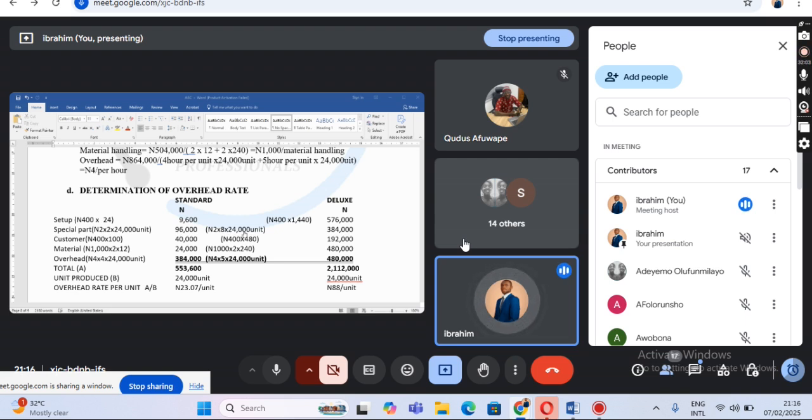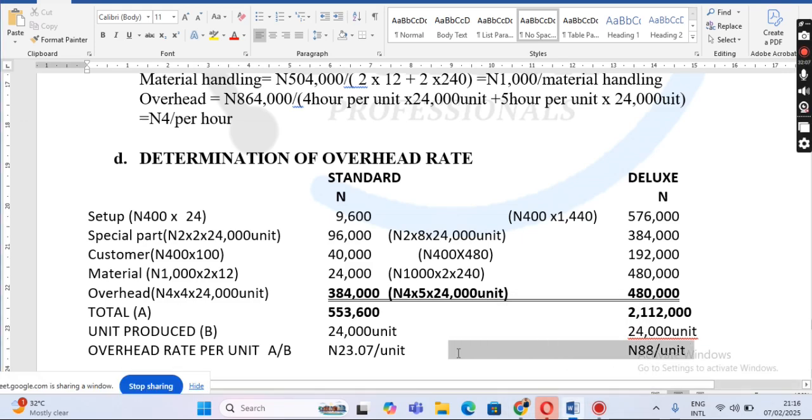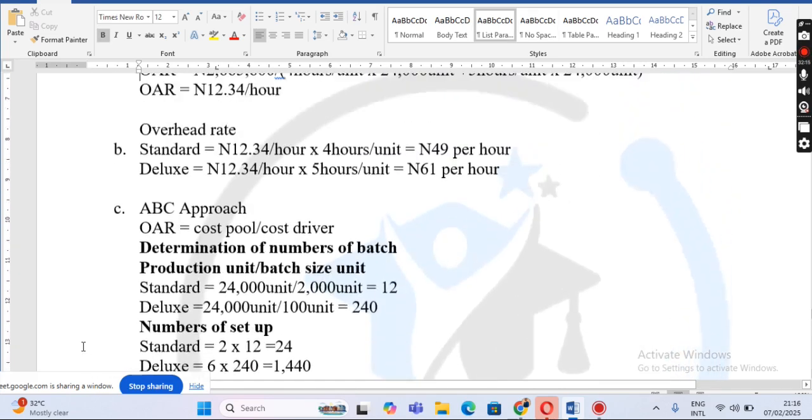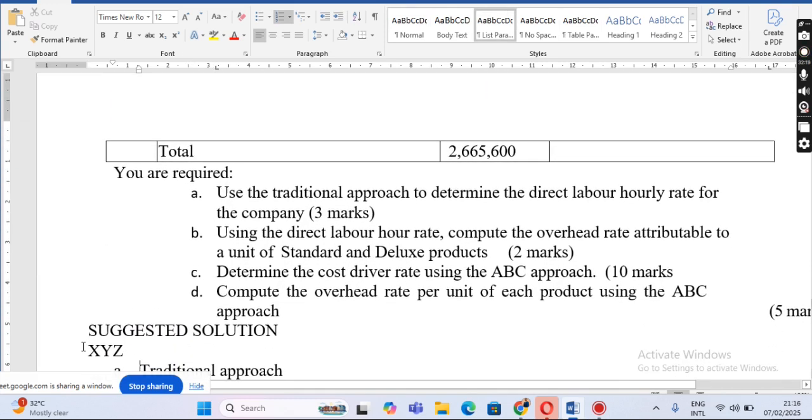So, that is all about this question. Right, before we move ahead, do we have anyone that has a question based on what we just finished? What is the requirement of this question? Compute the overhead rate per unit of each of the products using activity-based costing. You can see what ICAN did, right? They set 10 marks to this part.